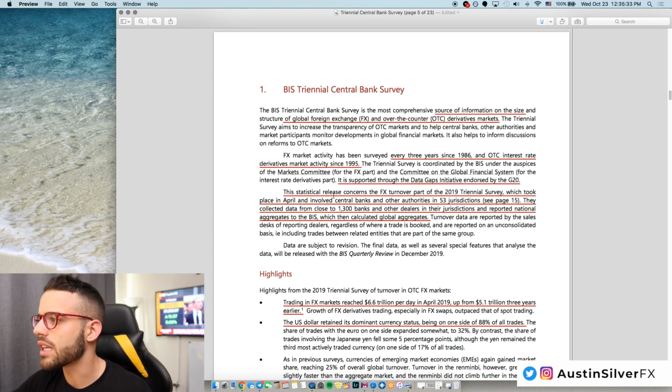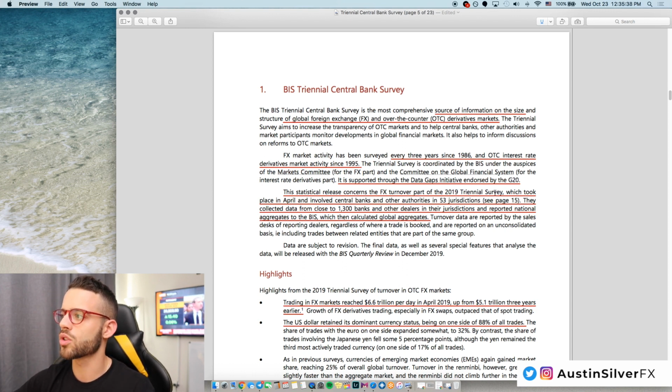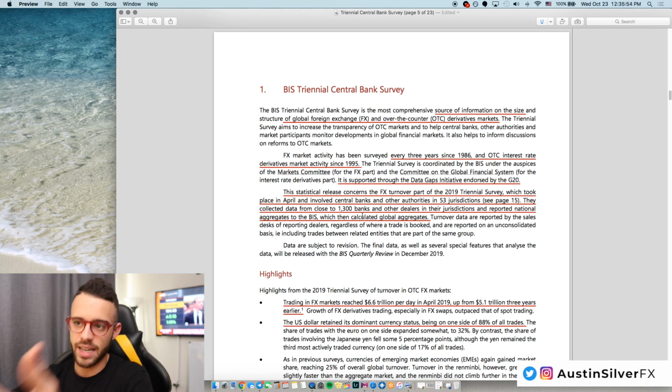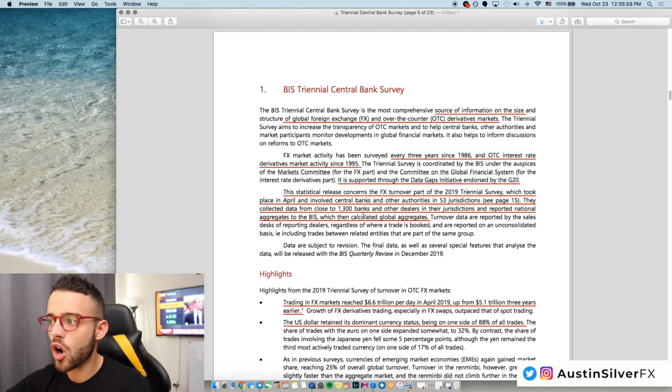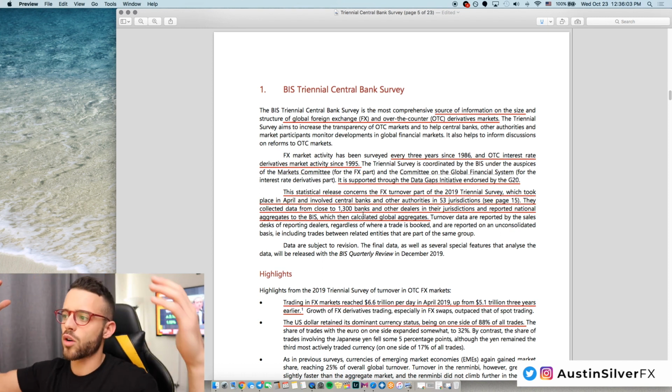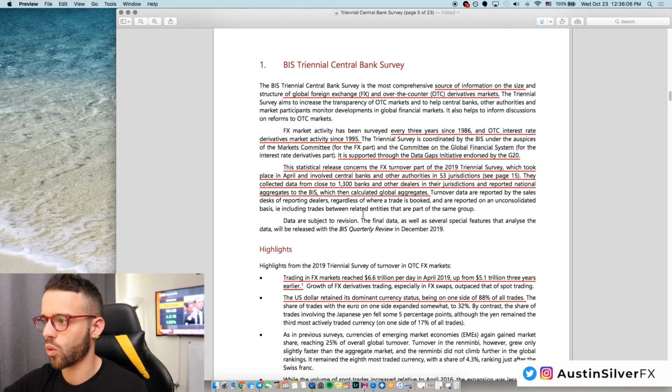It says this statistical release concerns the FX turnover part of the 2019 Triennial Survey, which took place in April and involved central banks and other authorities in 53 jurisdictions around the world. They collected data from close to 1,300 banks and other dealers in their jurisdictions and reported national aggregates back to the BIS, which then calculated them for the global aggregate. So that's who is conducting the survey. We're not just talking about the United States, we're not just talking about China, we're talking about a survey of the entire world and the central banks all over the world.